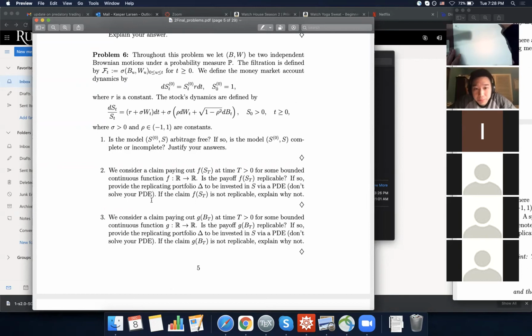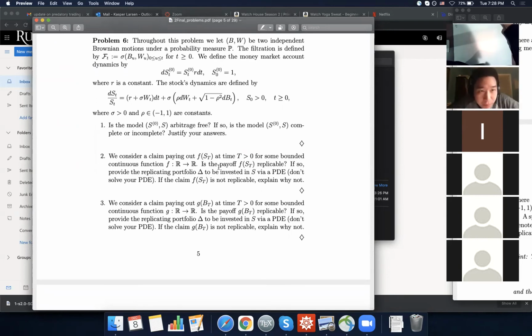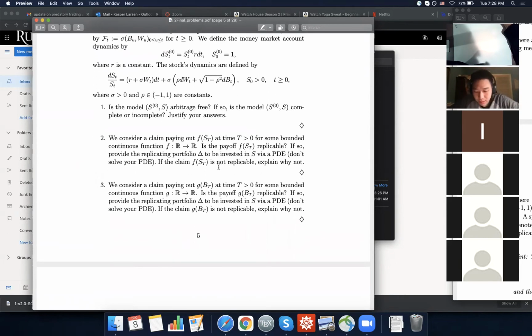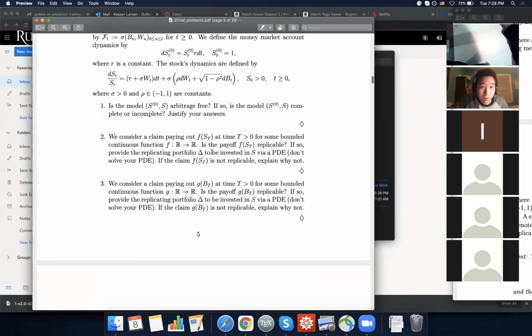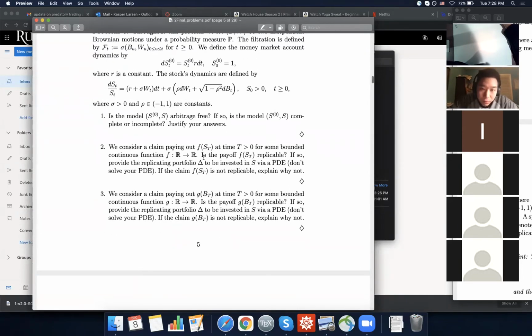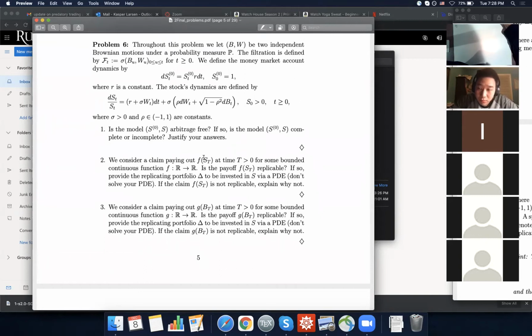Indeed, it moves on here. So it says we consider a claim that pays out F. Can you replicate? If yes, explain how. If no, then what? And the same thing now in the last question, there's a claim that is written on the Brownian motion B instead of the stock. Can you replicate that one? Is the answer yes? Is the answer no? So let's try to work through some of these questions in this one here.